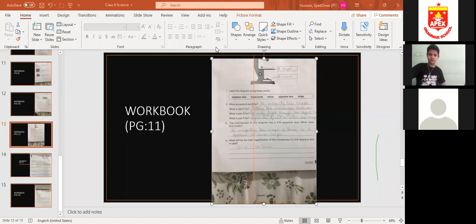E is focus log. Okay. A is eyepiece lens. I'm repeating again for everyone to listen. A eyepiece lens, B objective lens, C stage, D mirror, and E focus log. So, all right. Okay, now coming to the next question.